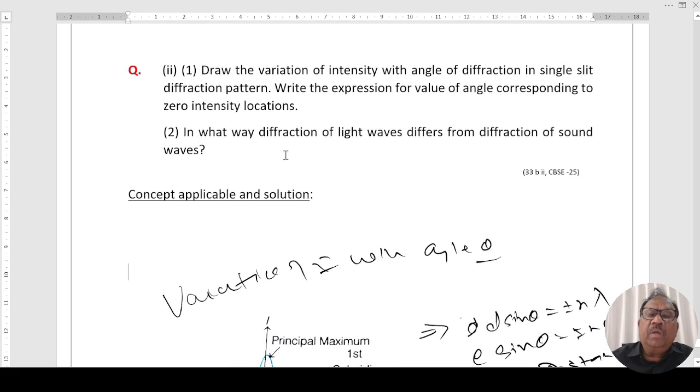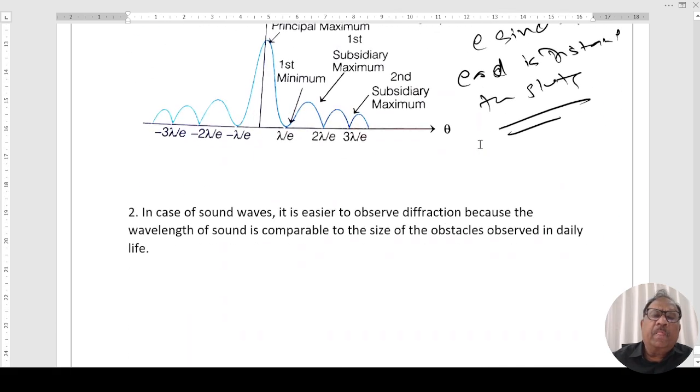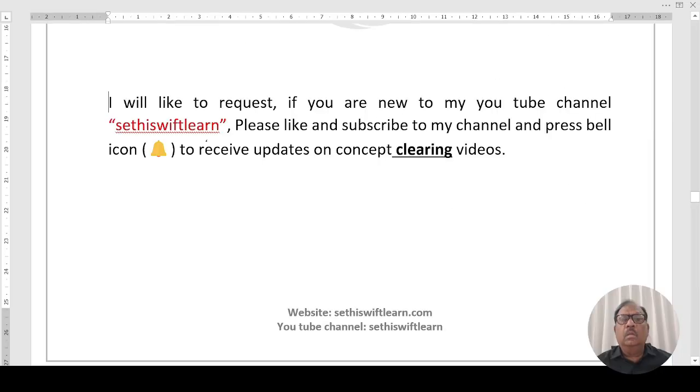The second part is in what way diffraction of light differs from the diffraction of sound waves. In the case of sound waves, it is easier to observe diffraction because the wavelength of sound is comparable to the size of the obstacles observed in daily life. This is the basic difference, right?